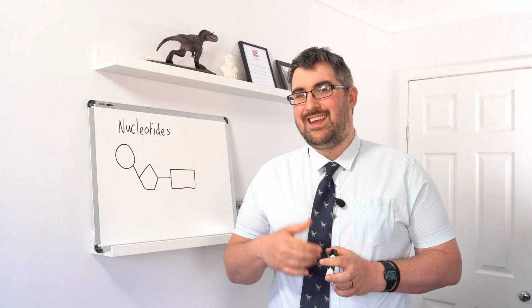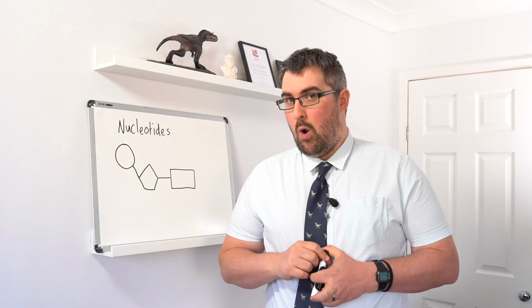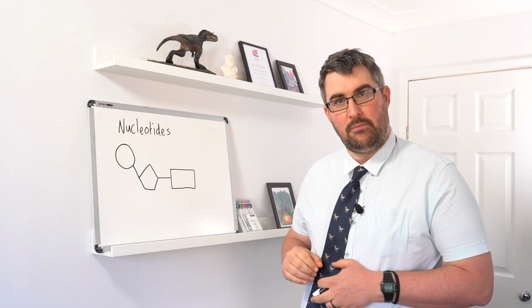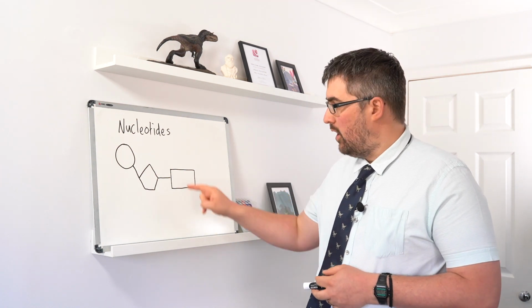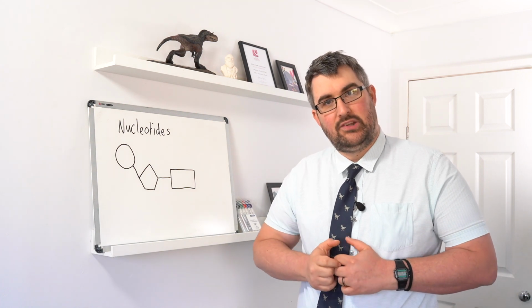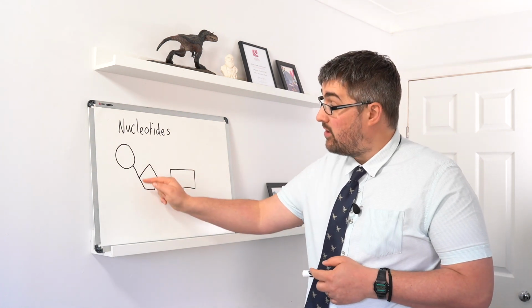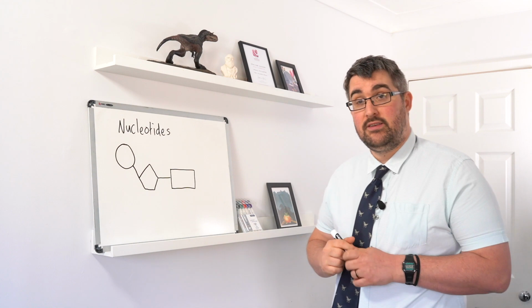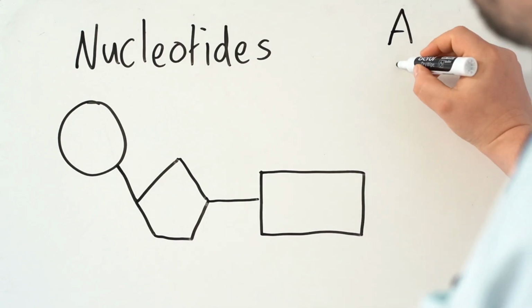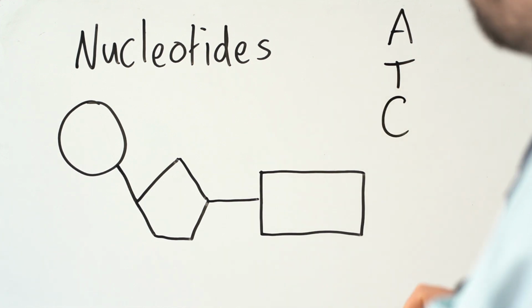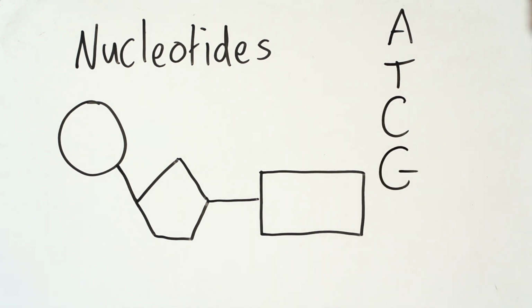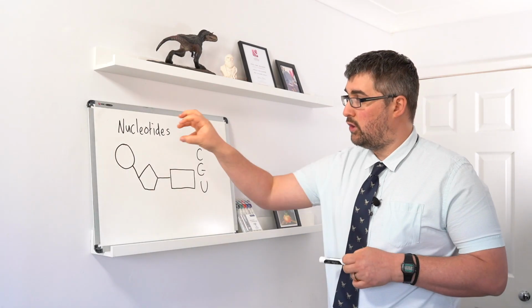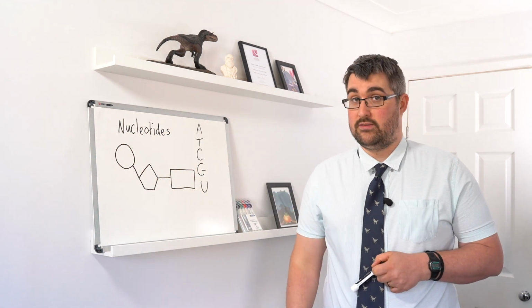There are 5 different versions of nucleotides. All 5 versions will have a phosphate and a pentose sugar of some description. But where they will vary will depend on what that nitrogenous base actually is. They could also potentially vary in terms of what sugar this is. So I'll start by talking about the 5 different nitrogenous bases. The first one is adenine. The second one is thymine, the third one is cytosine, the fourth one is guanine, and the fifth one is uracil. Okay, so they're the 5 nitrogenous bases, one of which could be on this nucleotide.